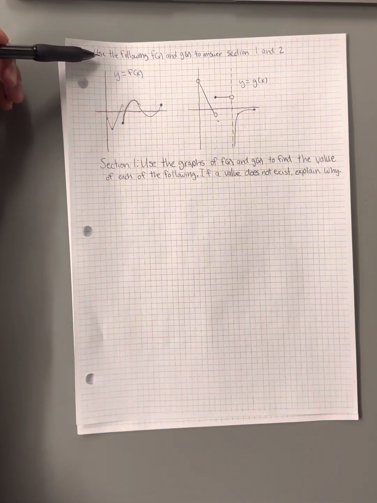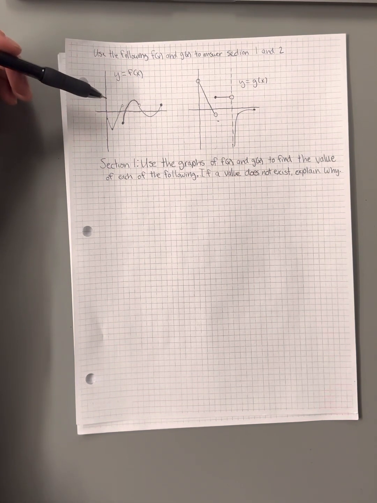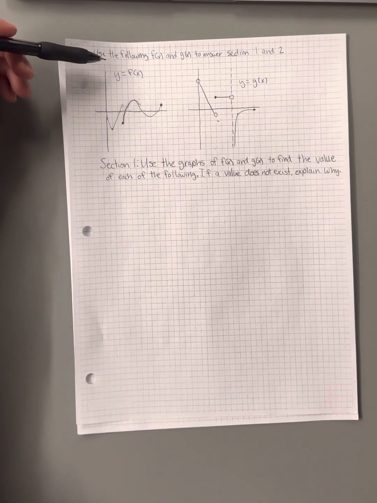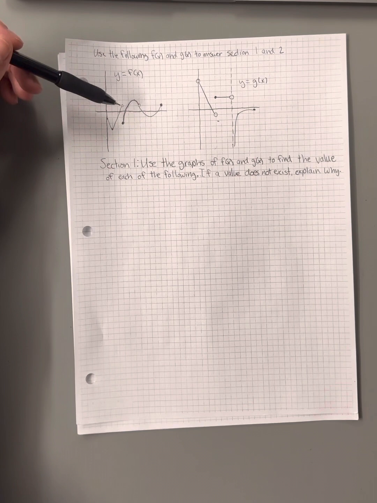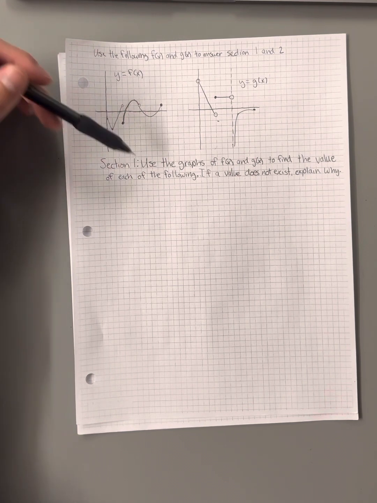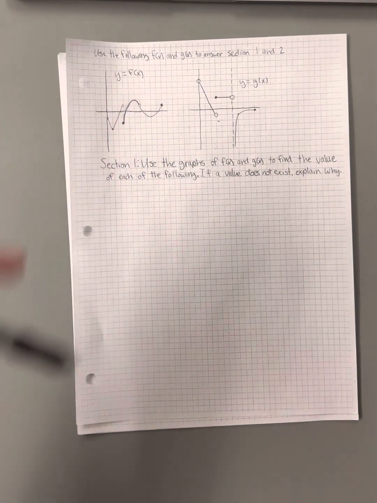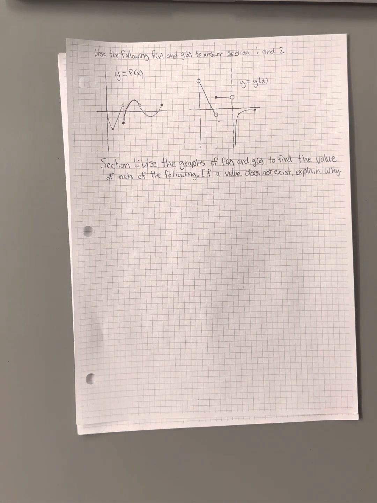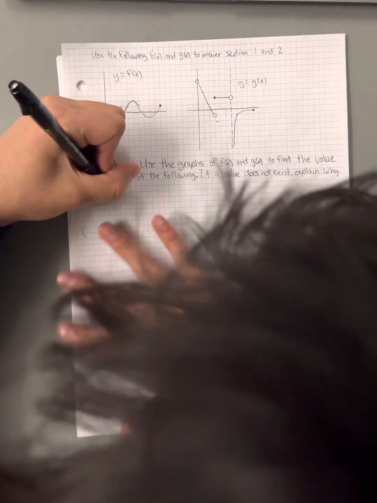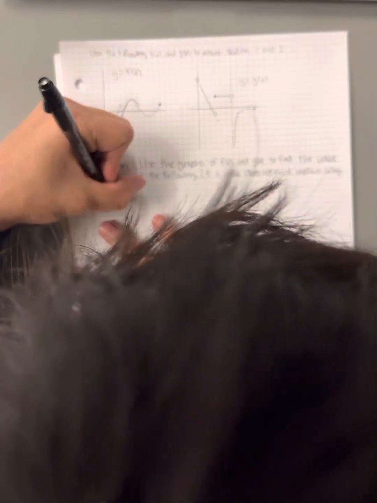Today we're going over limits on this question. And we're going to use these provided graphs to find the value. And it says right here, if a value does not exist, we are going to explain why. And we can do that. So our first limit is actually limit of f of x as x approaches 1.